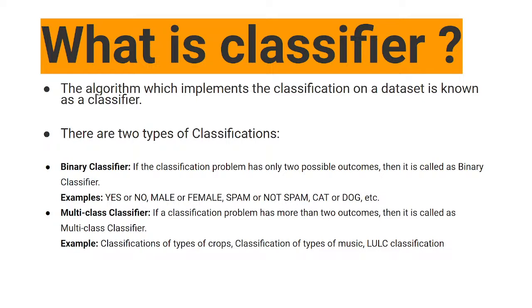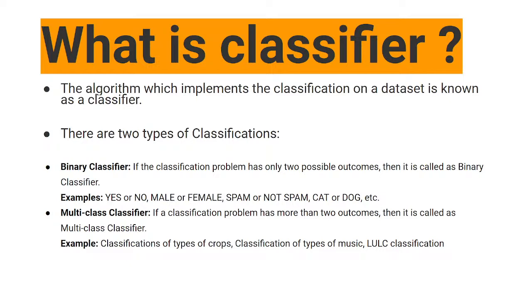A binary classifier has only two values, such as yes or no, male or female, spam or not spam, cat or dog, forest or deforestation. In a binary classifier we use just two outcomes. When you want to work with a multi-class classifier, there are more than two outcomes, such as classification of crop types.